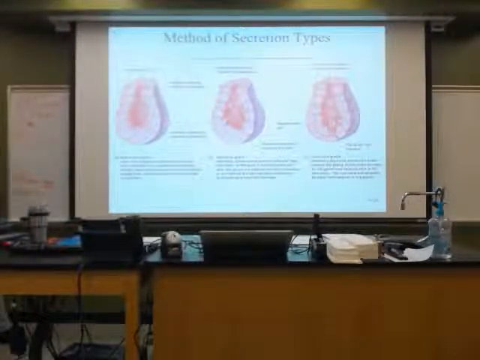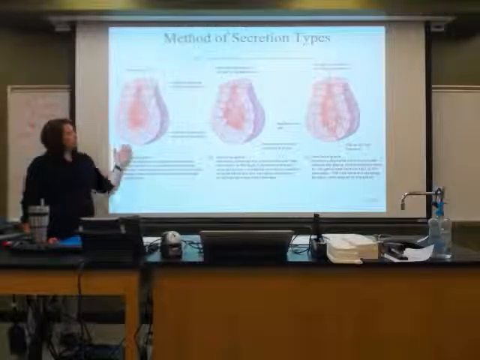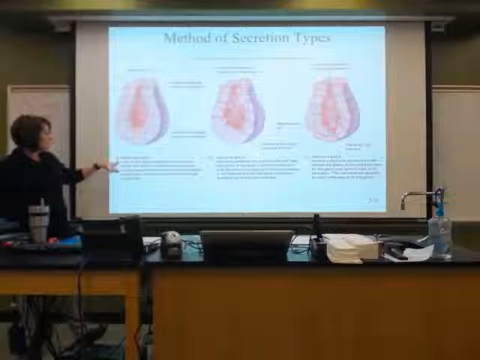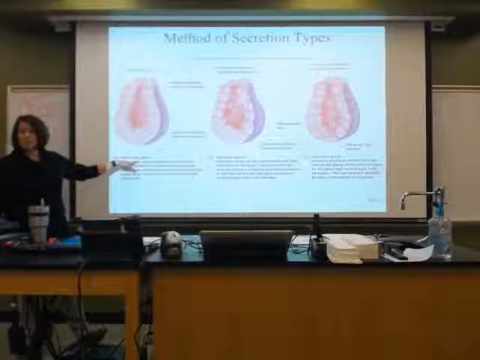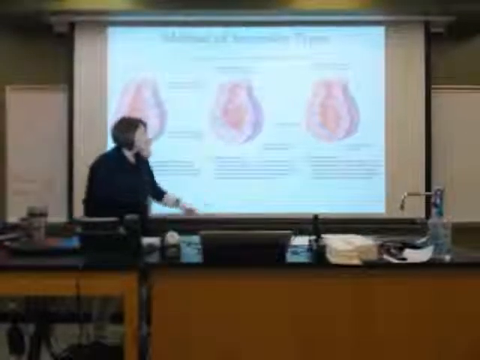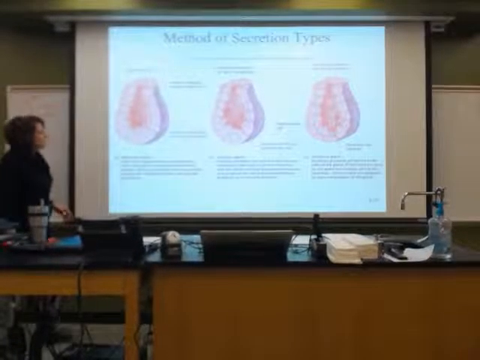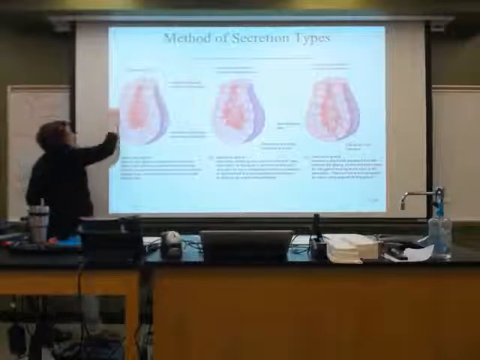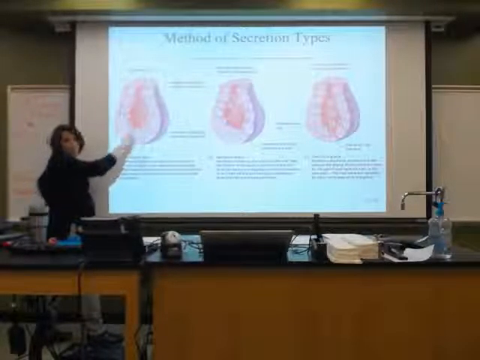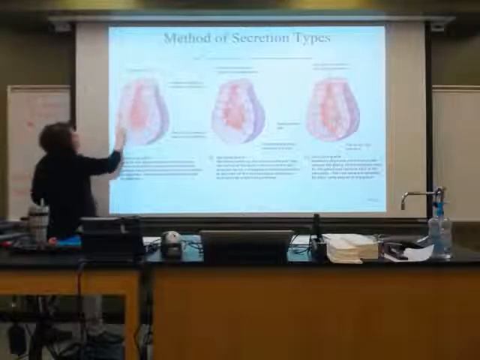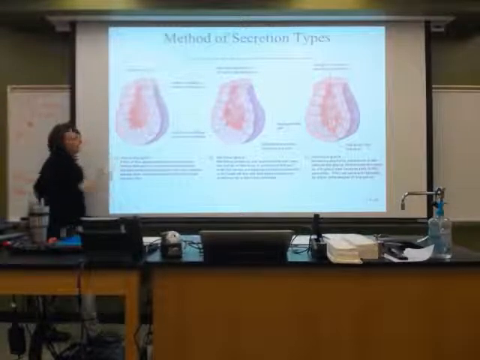All right, let's take a peek because it's really interesting, I think. When we look at the glands, we're going to say it's a merocrine gland, apocrine, or holocrine. Now note, this is that little bulb part that I mentioned. These are the cells that are lining it.